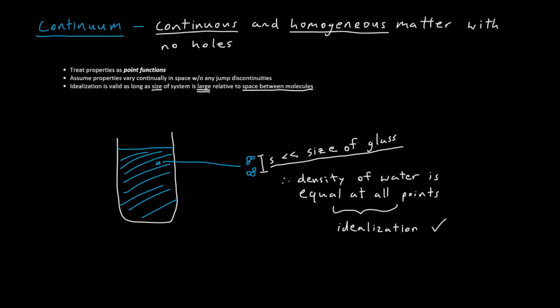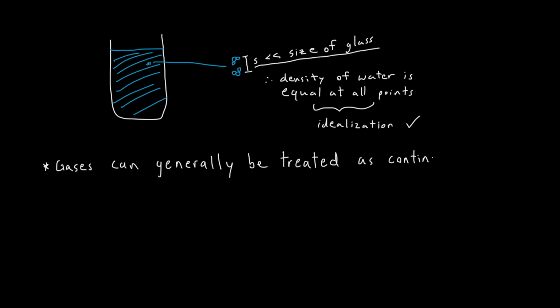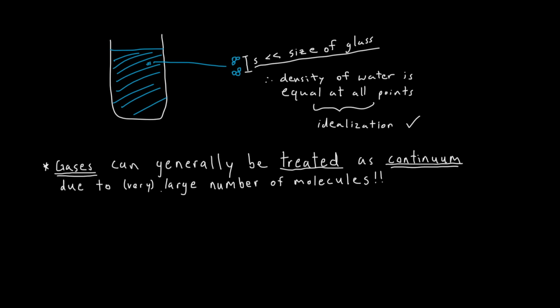But of course, we're going to keep looking at more examples and practice problems later on to help you further grasp this concept. And now one last thing to add to this is that gases can generally be treated as a continuum, partly due to the very large number of molecules that are present in a gas. So yes, we can definitely come up with idealizations for gases, just as we did for the liquid. And also keep in mind that this is despite the large gaps between these molecules.